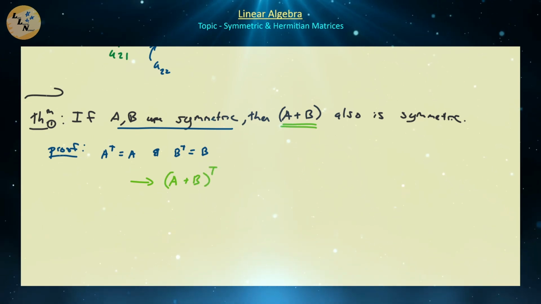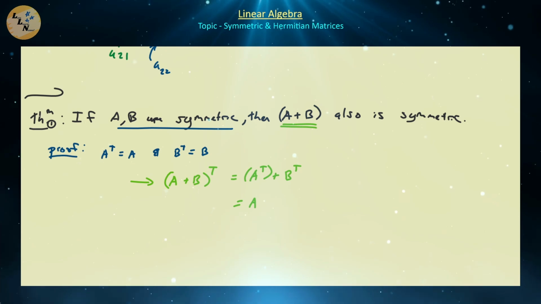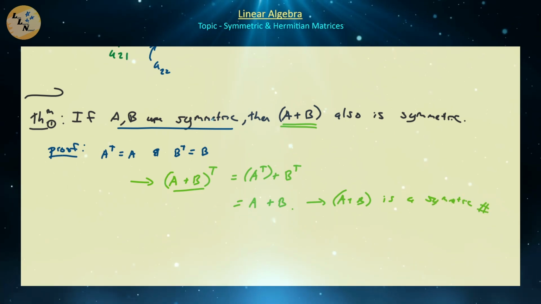So A plus B, the transpose, is equal to what? By properties of transposition, transposition distributes over sums and also differences. That means this is equal to A transpose plus B transpose. We already know that A is a symmetric matrix, therefore A transpose is equal to A. B also is a symmetric matrix, therefore B transpose is also equal to B. Therefore the transpose of A plus B is equal to the matrix A plus B. That means A plus B is a symmetric matrix, which is what we set out to prove.